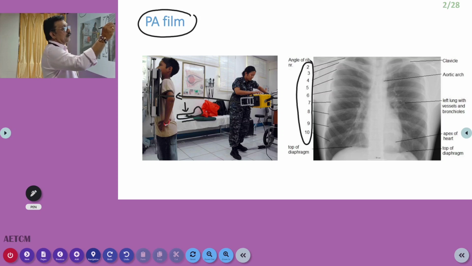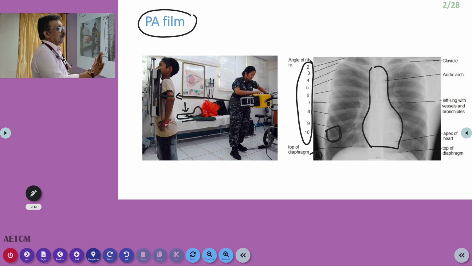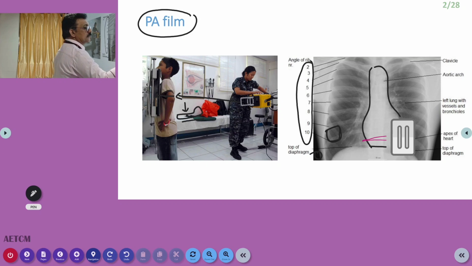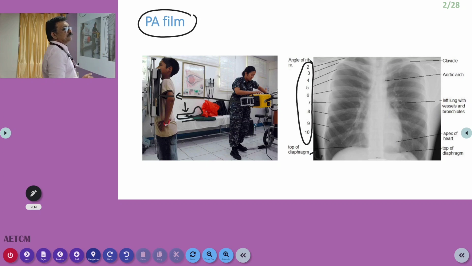Then look at the heart. If you take an X-ray, air will have black color. So here more black color is there. The inside of the lung contains air, so it will be black in color. But the heart contains blood, so that will be in white color. So you have to see the heart, whether cardiomegaly is there, all these things you have to see.